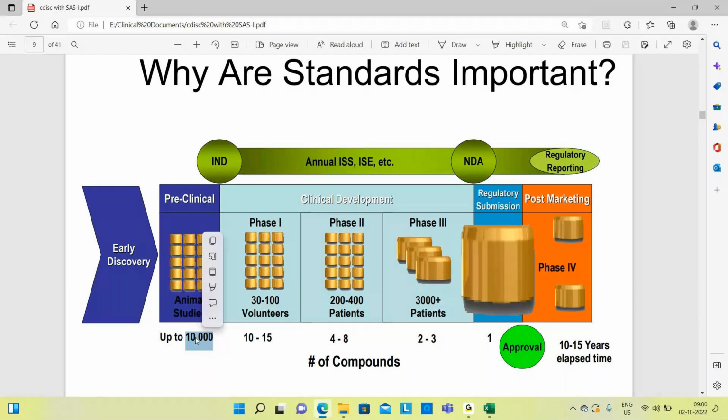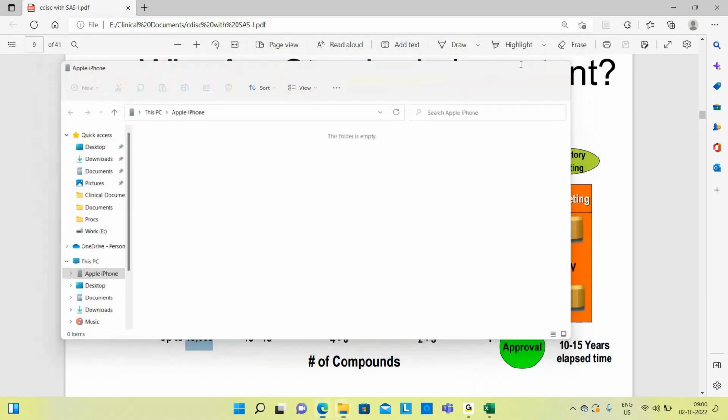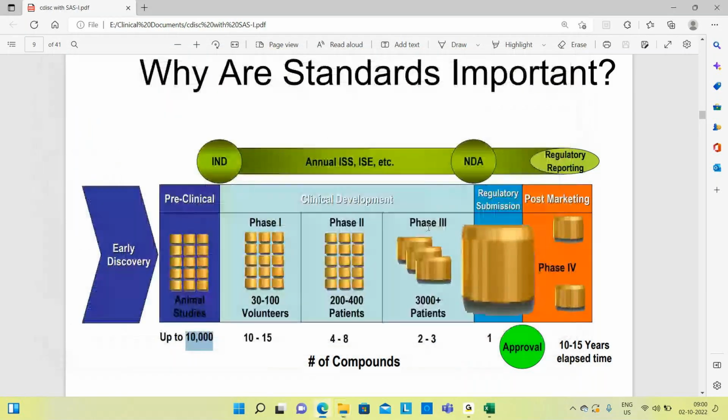In phase 2 trials, you can see it is 4 to 8. And in phase 3 trials, they will work on 3,000 plus patients.